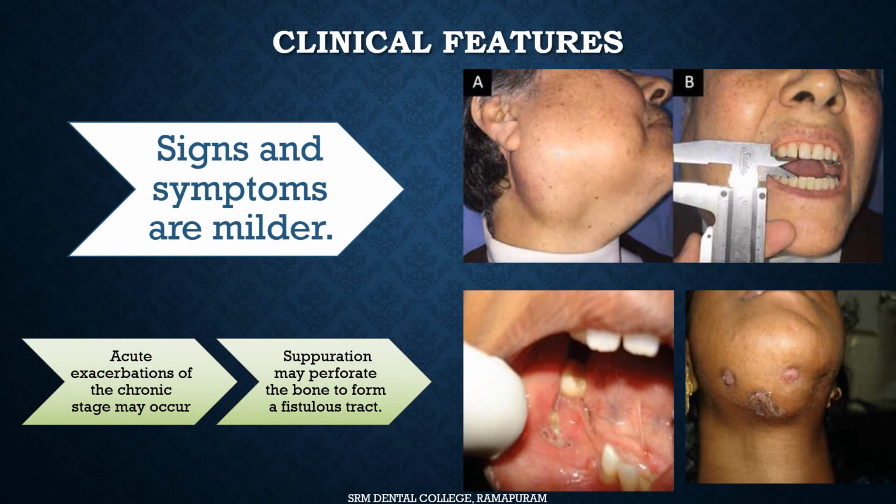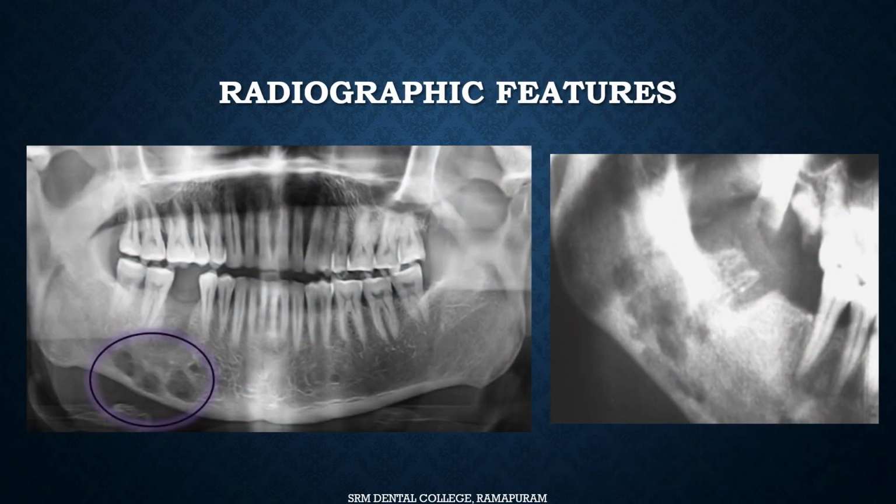The signs and symptoms of chronic suppurative osteomyelitis are similar to those of acute suppurative osteomyelitis, except that they are milder. Acute exacerbations of the chronic stage may occur, and this suppuration may often perforate the bone, resulting in the formation of fissurous tracts. Coming to the radiographic features, chronic suppurative osteomyelitis develops over a period of 4 weeks, and hence diffuse areas of radiolucencies may be noted on X-rays.